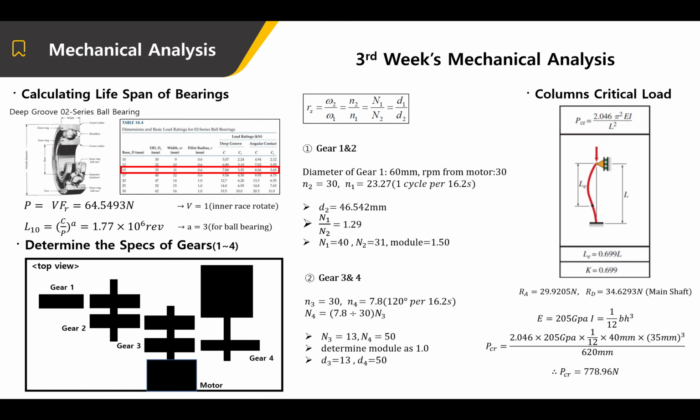In the third week, the expected lifespan of the bearing to be connected to the support was calculated. The calculation has shown that it can be used for a very long time. We also calculated the specifications of the most important gear for driving. We had to give the ashtray the proper rotation through the teeth, modules, and pitch diameter of the gears. Also, we calculated the column's critical load.